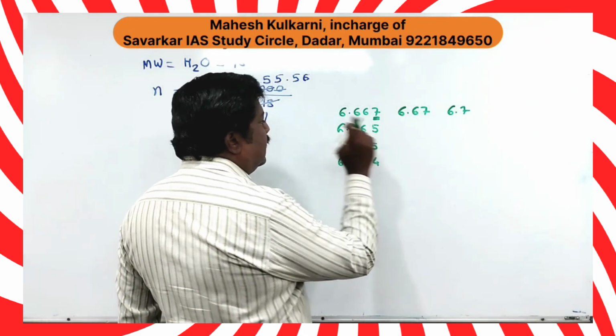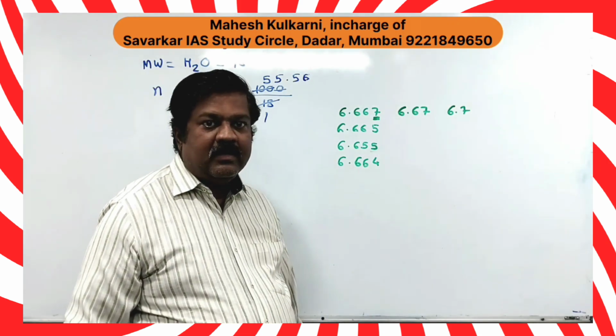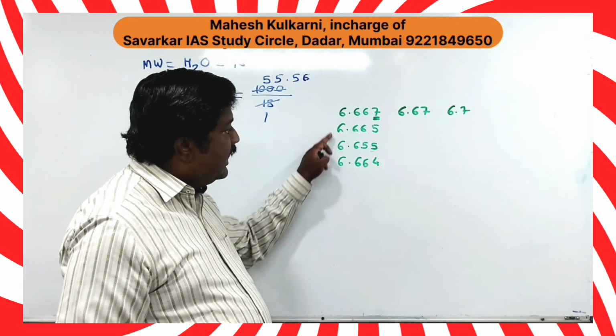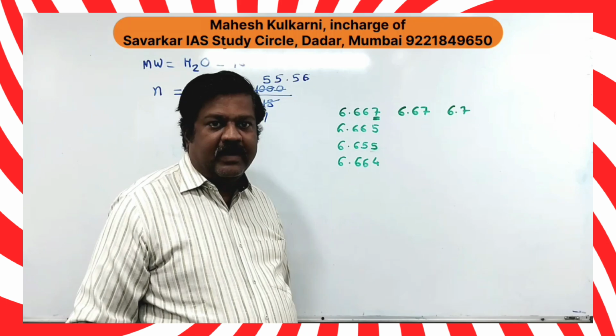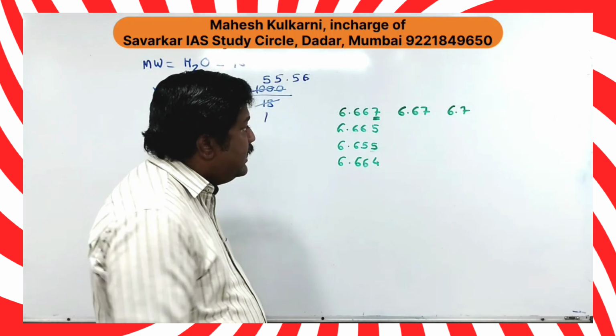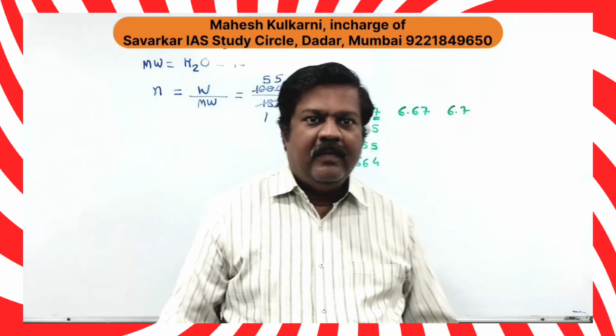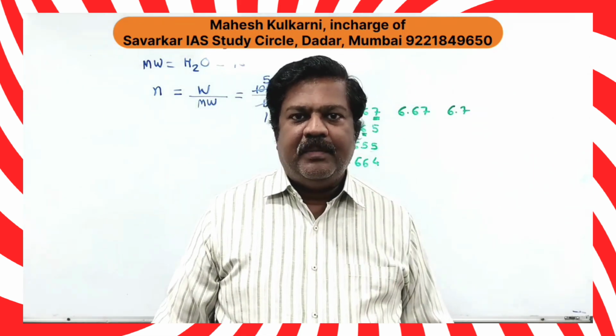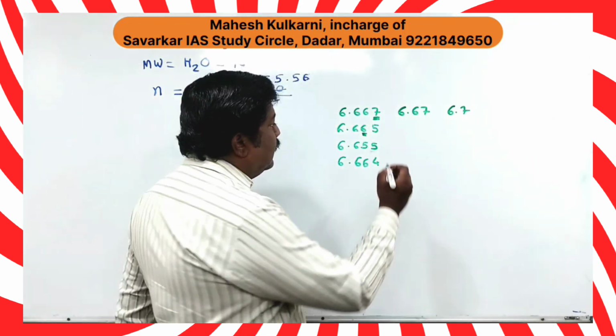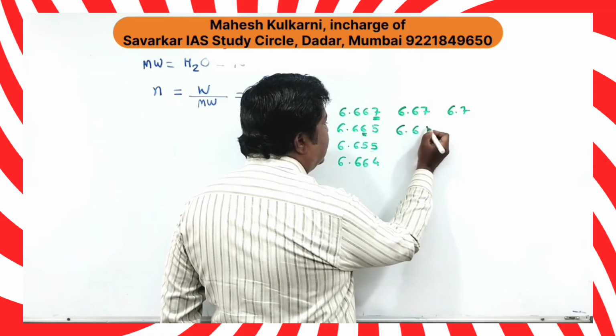Now here the last digit is 5. Now observe both the cases here and here. The last digit is 5. If the last digit is 5, then we have to check the previous number. If the previous number is an even number, keep it as it is. So this I can round up as 6.66.